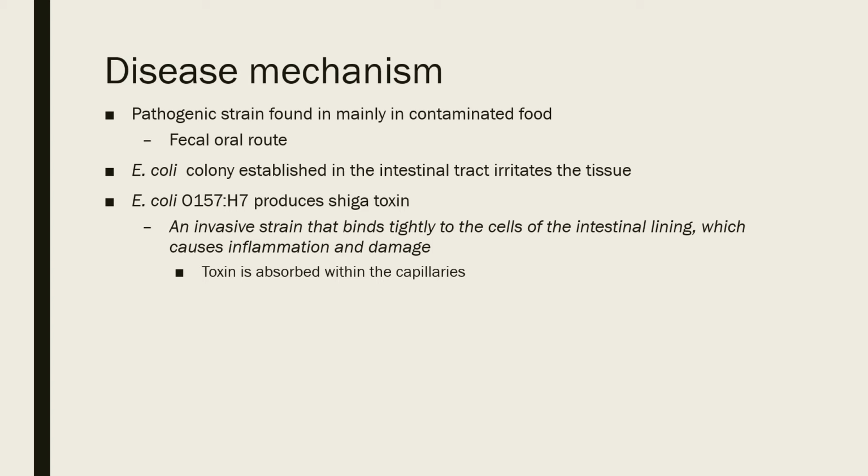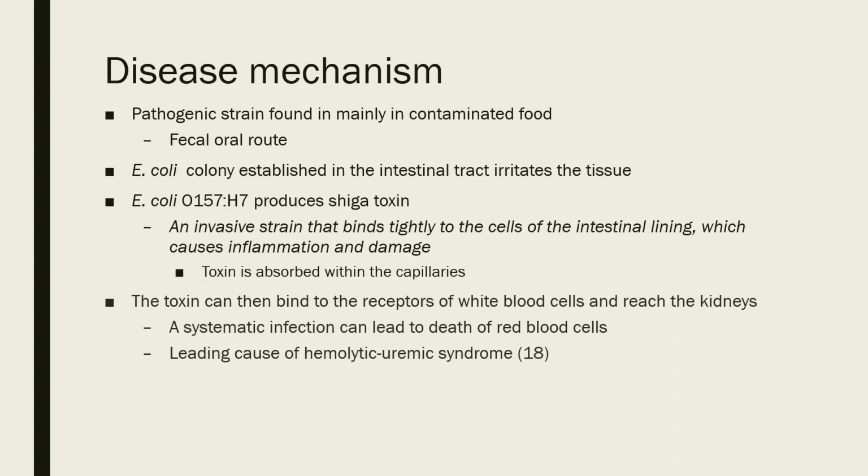Now, Shiga toxin is absorbed within the capillaries, which can then bind to the receptors of white blood cells and reach the kidneys, which can lead to a systemic infection that can lead to the death of red blood cells. When this happens, there's a syndrome we call hemolytic uremic syndrome, which can cause kidney failure in patients, which is why it is crucial if you suspect that a patient has enterocolitis or colitis, treatment is begun immediately.